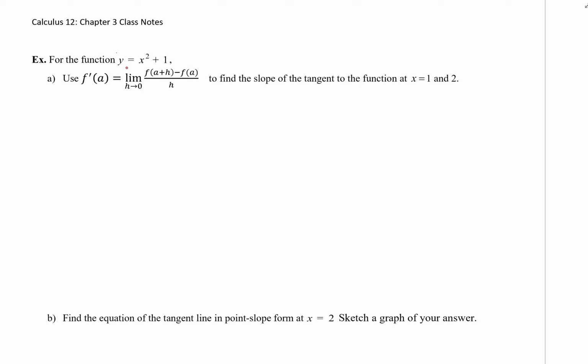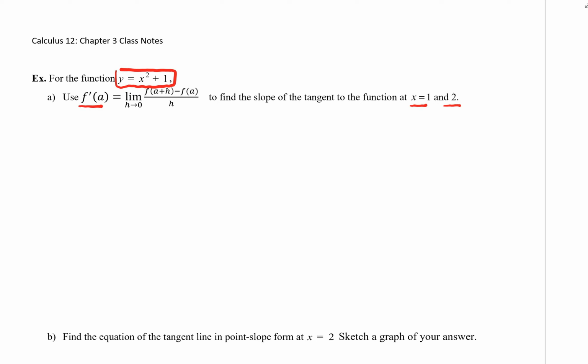Okay, so for this function right here, I want to find f prime of a at x equals 1 and x equals 2. Before we do this problem, let's just draw a little grid here. And I know my parabola is opening up, concave up like that. And my x values are 1 and 2. Okay, so if I go straight up, here's a point there, and there's a point right there.